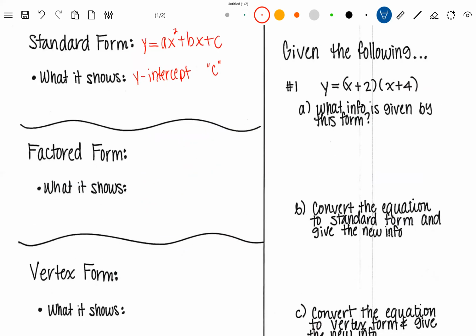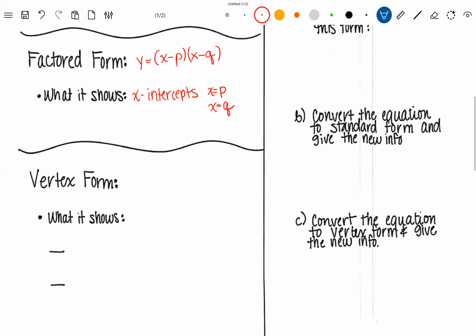Factored form looks like this. That's the one where we look for 2 numbers that multiply to give you the last one and combine to give you the middle. And whenever we solved it, we found the x-intercepts. So in factored form, you can look at those 2 factors for the most part and tell what the x-intercepts are. So you can tell where it crosses the x-axis. One of them is at P and one of them is at Q.